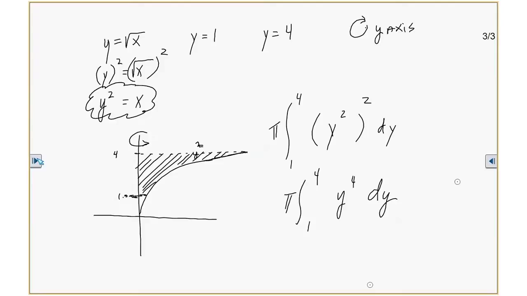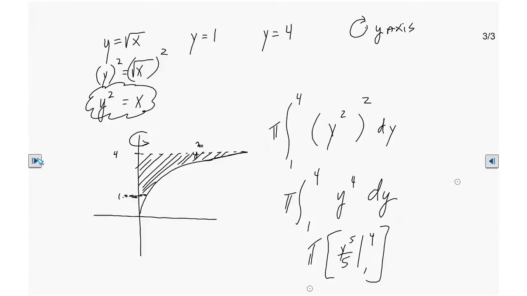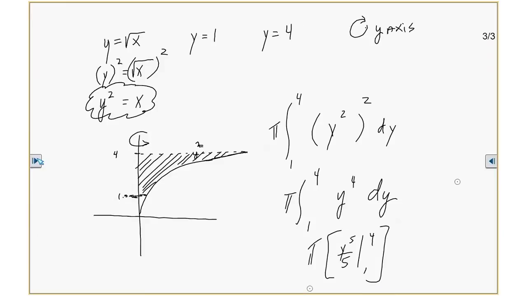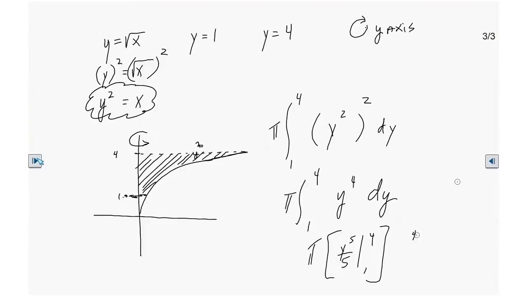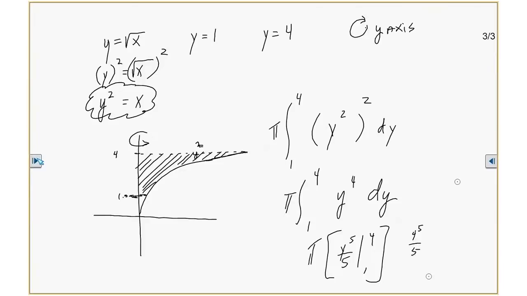That's going to be what? Y to the 5th over 5, evaluated at 1 and 4 times 3. And that's going to be what? 4 to the 5th over 5 minus 1 over 5.